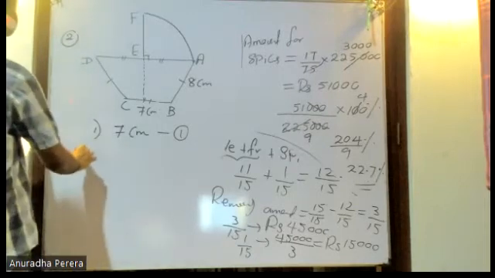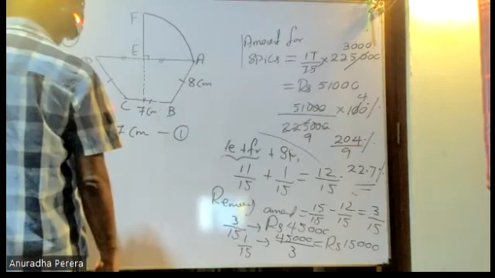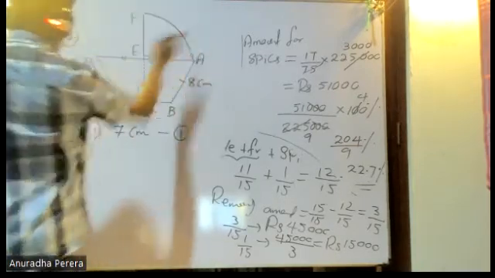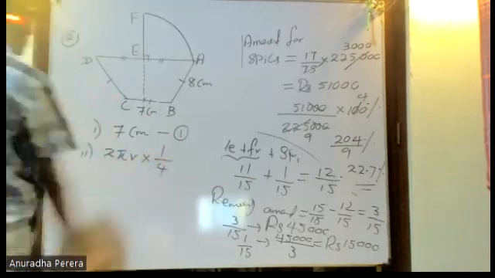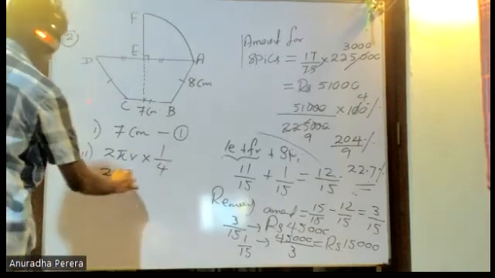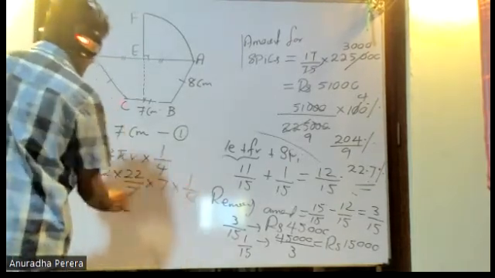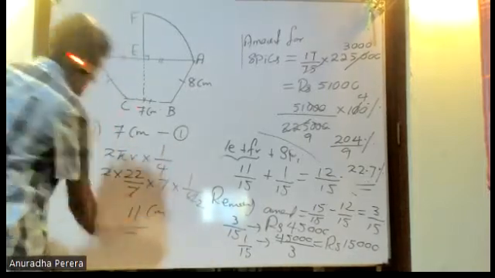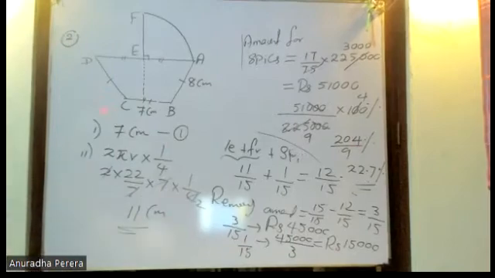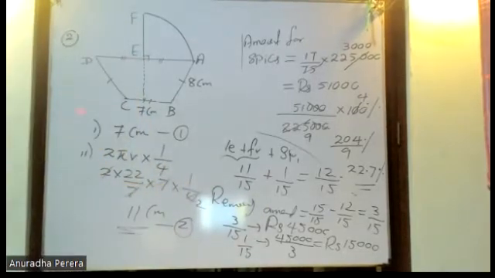The second one, find the arc length of the portion which is a sector of a circle. We need this part FA. Then 2 pi r, and this is a quarter of a circle, so 1/4 times 2 times 22 over 7, radius is 7. Simplify it. Your answer is 22 over 2, which means 11 centimeters. 2 marks.